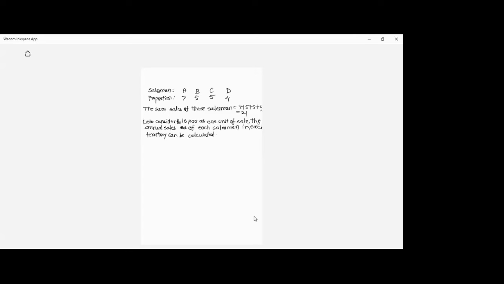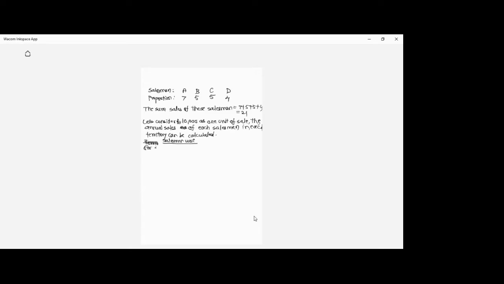We know that the total is 21. So 7 by 21 proportion is done by A, 5 by 21 proportion is done by B, 5 by 21 is done by C, and 4 by 21 is done by D. So for territory 1, or rather, why go territory wise? Let's go salesman wise, so it will be easy for preparation of the matrix.